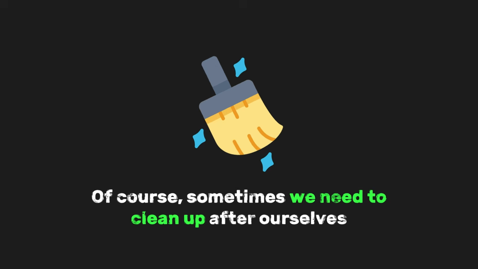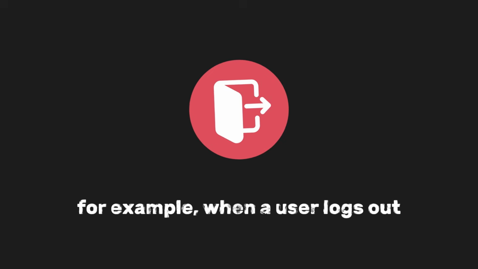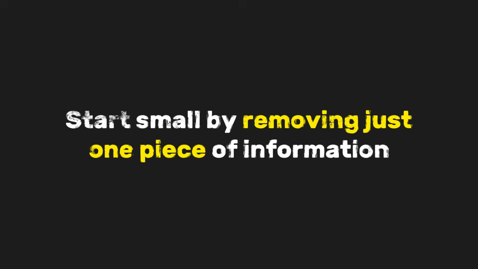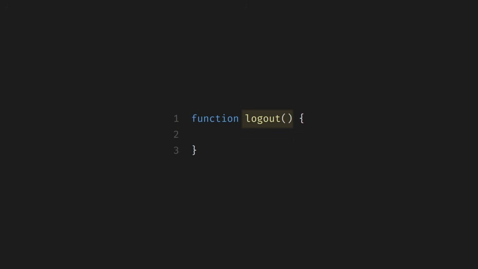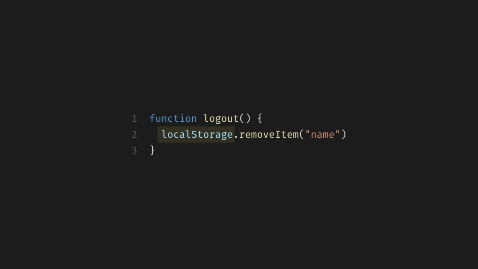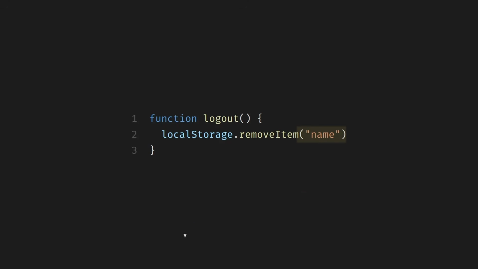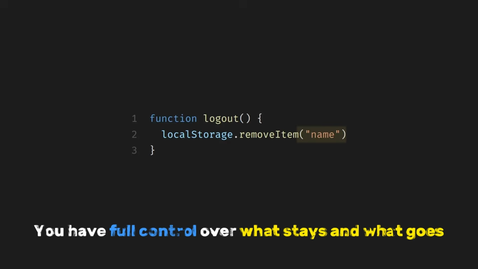Of course, sometimes we need to clean up after ourselves, for example, when a user logs out. You don't always want all of these facts lingering around in the browser. Start small by removing just one piece of information. Let's create a function called logout. Now remove one item. Inside it, we call localStorage, and then use the removeItem function, passing the name as the value. Here, the browser forgets the name, but keeps the theme and last page. You have full control over what stays and what goes.